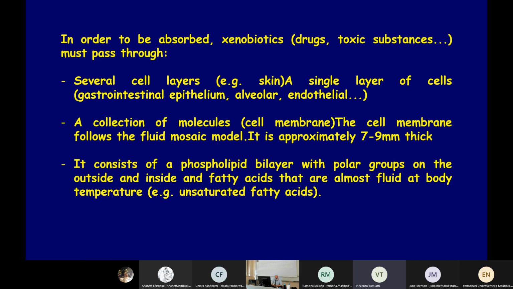Absorption. So we have seen something about the solubility. It's important, but to reach the blood flow, our drug must cross several barriers, several membranes. In particular, you see several cell layers: skin, epithelium, gastrointestinal epithelium, alveolar, endothelial.